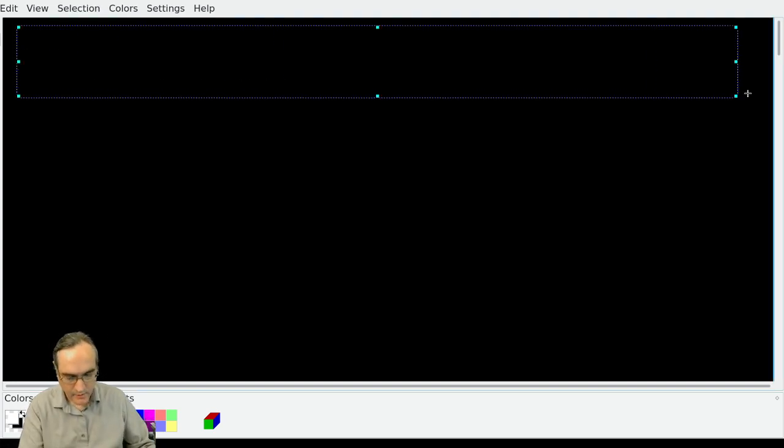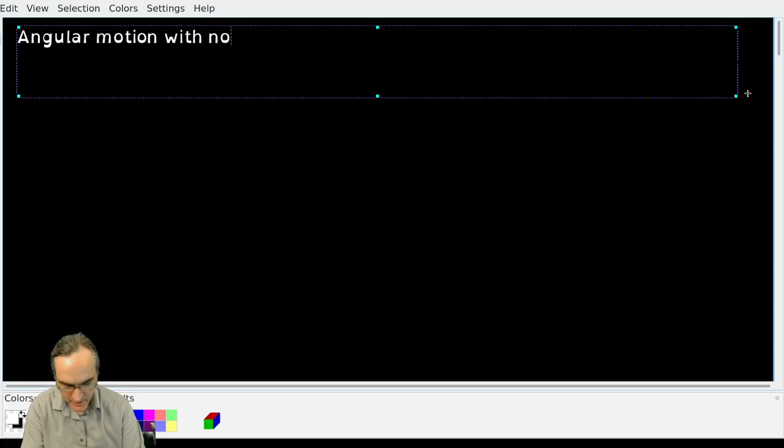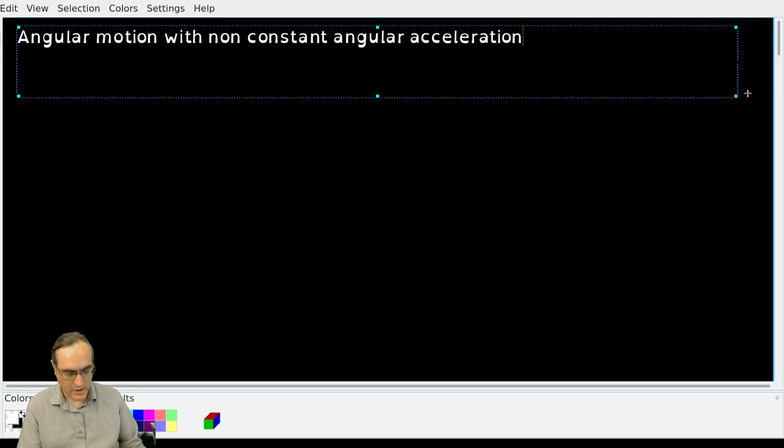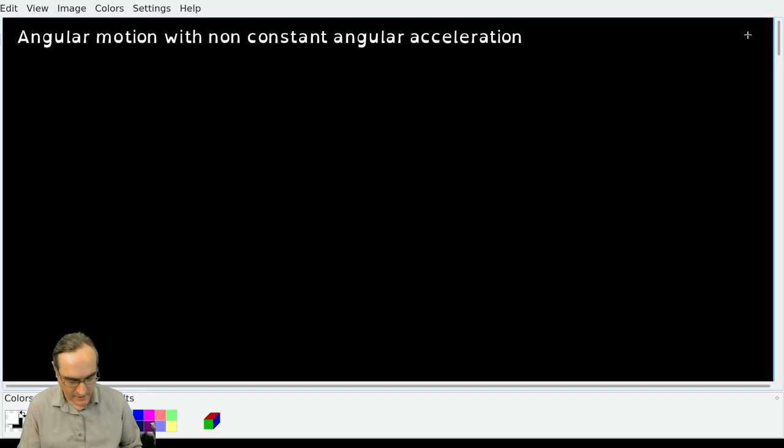Okay, we're going to handle angular motion with non-constant angular acceleration. These are the cases where you have no choice but to use calculus to figure out your answer.